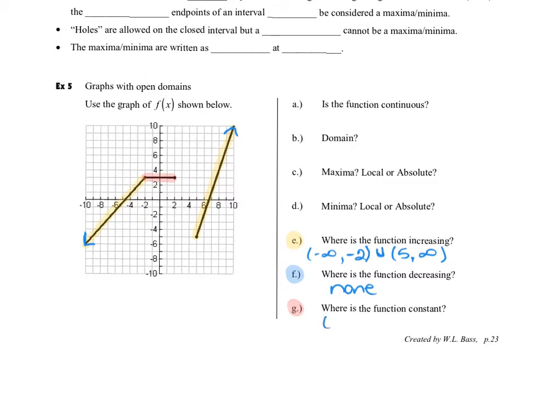So we're going to describe that interval as -2 to 2. Again, we never include those endpoints. The endpoints are considered neutral. It's where it transitions from one behavior to the next.